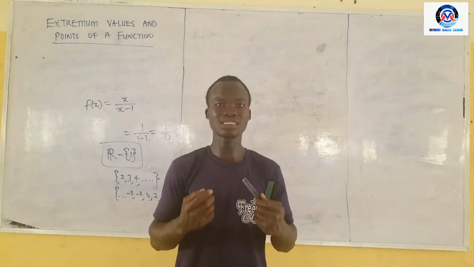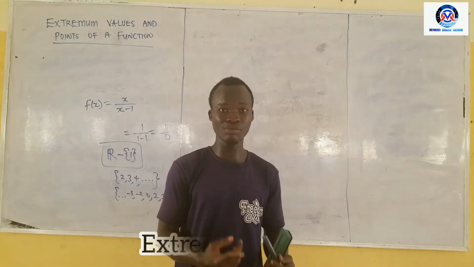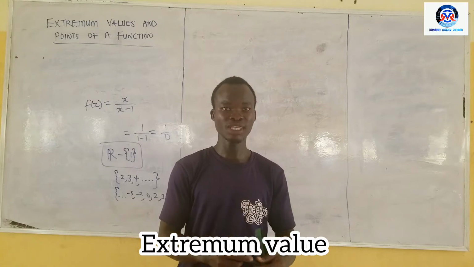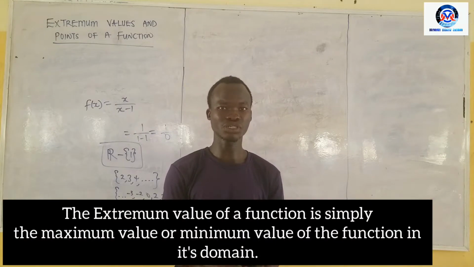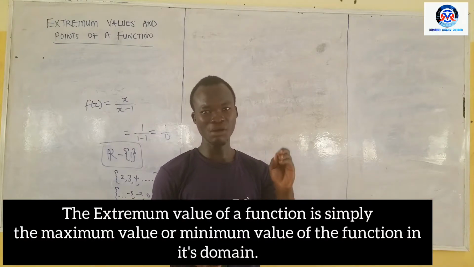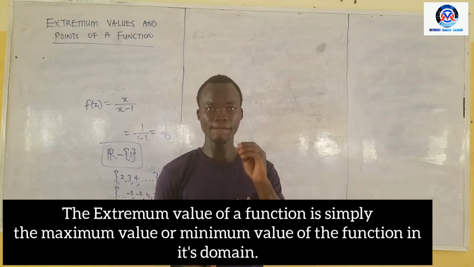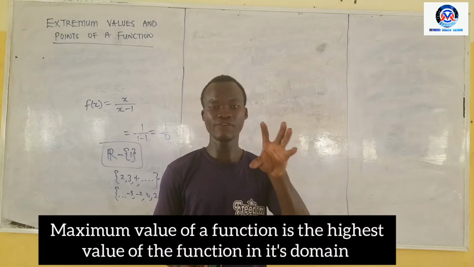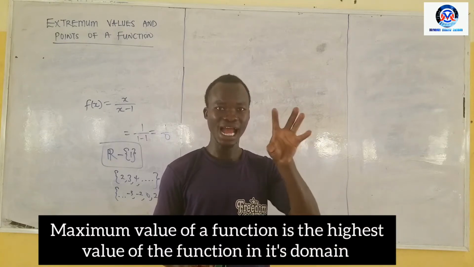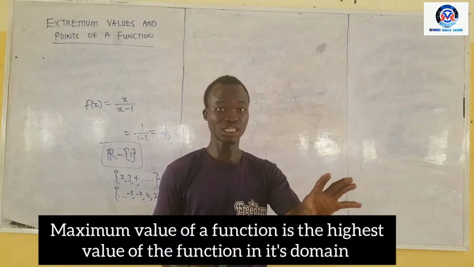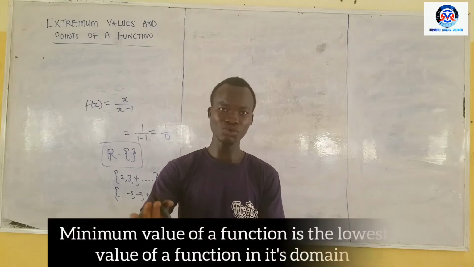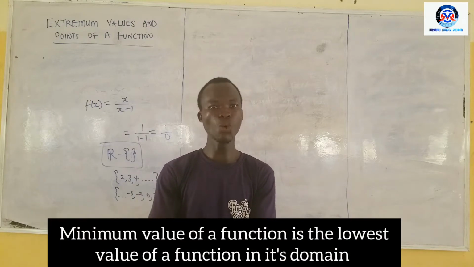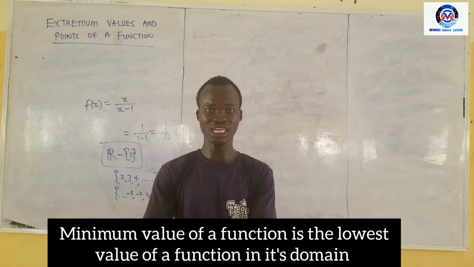So now, what is the extremum value of a function? The extremum value of a function is simply the maximum value or the minimum value of the function. Maximum value of a function is simply the highest value of that function in its domain, while the minimum value of a function is simply the lowest value of that function in its domain.